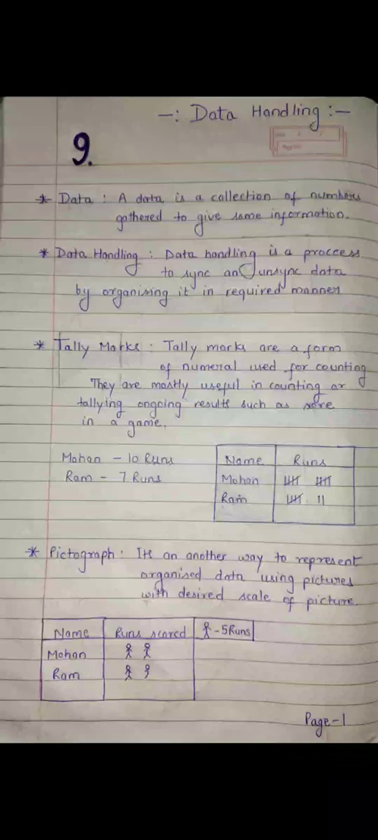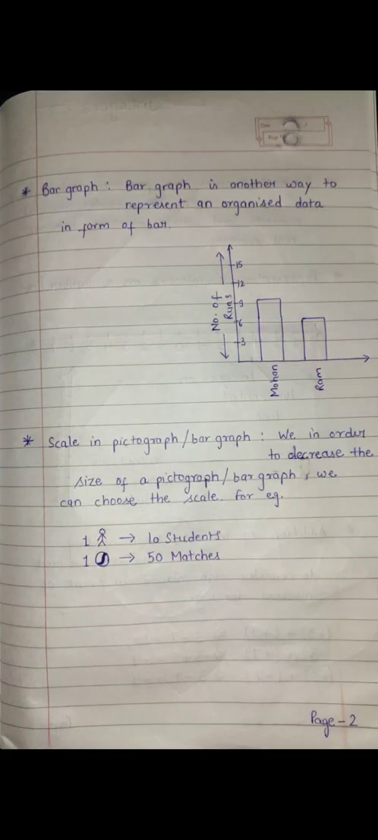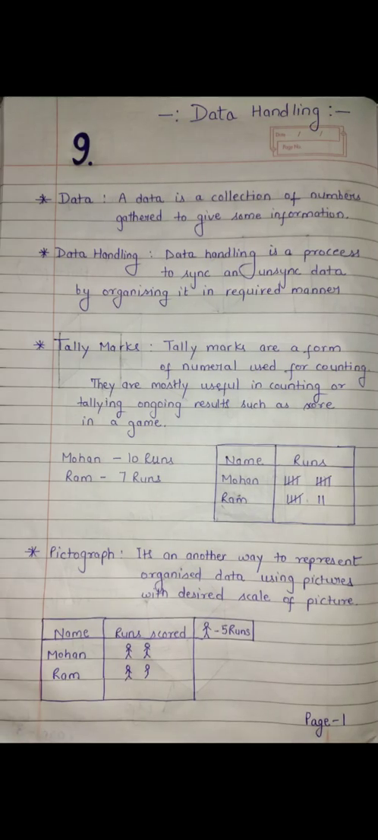The chapter name is data handling, and I am going to give you an overview of the chapter. This chapter is all about handling unsynchronized, unorganized data, which we need to organize in a proper or required manner. According to chapter 9 of class 6, we are going to use tally marks, pictograph and bar graph to represent this unsynchronized data in a proper, organized manner.